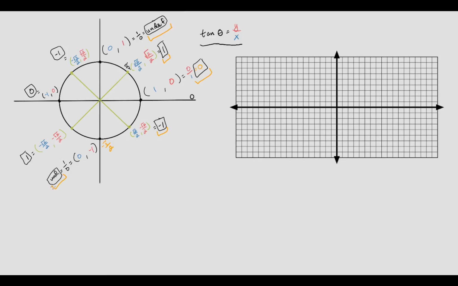So if you recall, I went from being undefined to negative 1 along these quarter or eighth marks for our entire circle. And then I do the same thing here. And then the pattern continues.